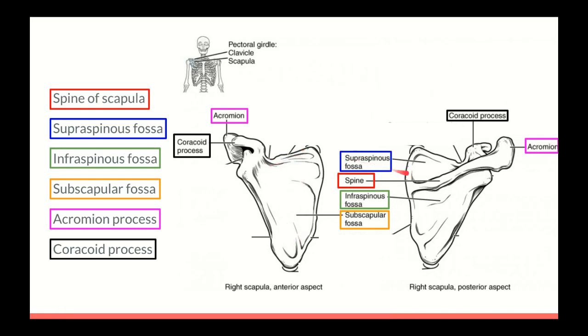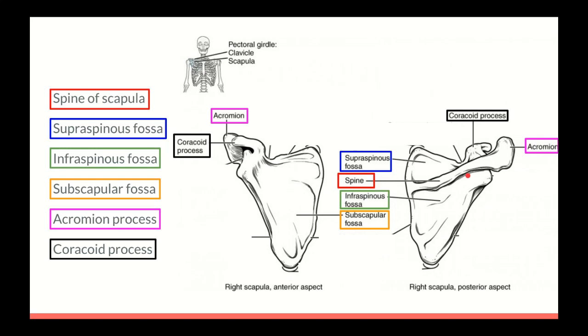And then we have a couple of little processes to know here. The first one we have to know is the acromion process. You can see it in both views, but it's going to be the larger projection coming off of the spine of the scapula. Now, the cool thing about the acromion and about the coracoid process is that they have names that trace back to the Greek language.